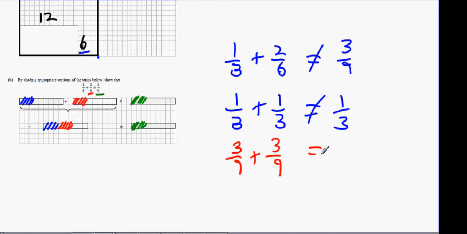And 3/9 plus 3/9 does not equal 3/9. 6/9 does not equal 3/9. That's basically what's depicted on the graph when you shade it in. We have 6 blocks shaded in. 6 blocks do not equal 3 blocks. That's a bit of a weird question. Okay, moving on.